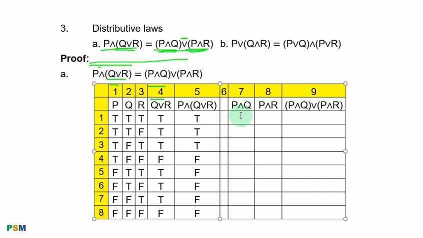We proceed to the second part and we start with column head 7. We are to get P and Q. So you compare column heads 1 and 2, that is statements P and Q, using AND, noting that the outcome is true when both are true. For number 1, row wise, TT. For P and Q, you have T. Number 2, TT is T. Number 3, TF, that is F. Number 4, TF, that is F. Number 5, FT, that is F. Number 6, FT is F. Number 7, FF is F. Number 8, FF is also F.